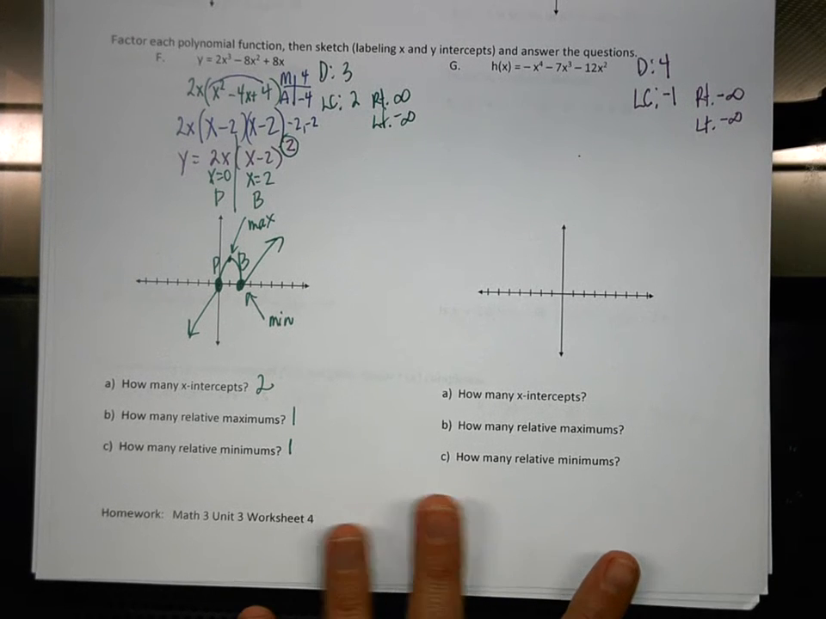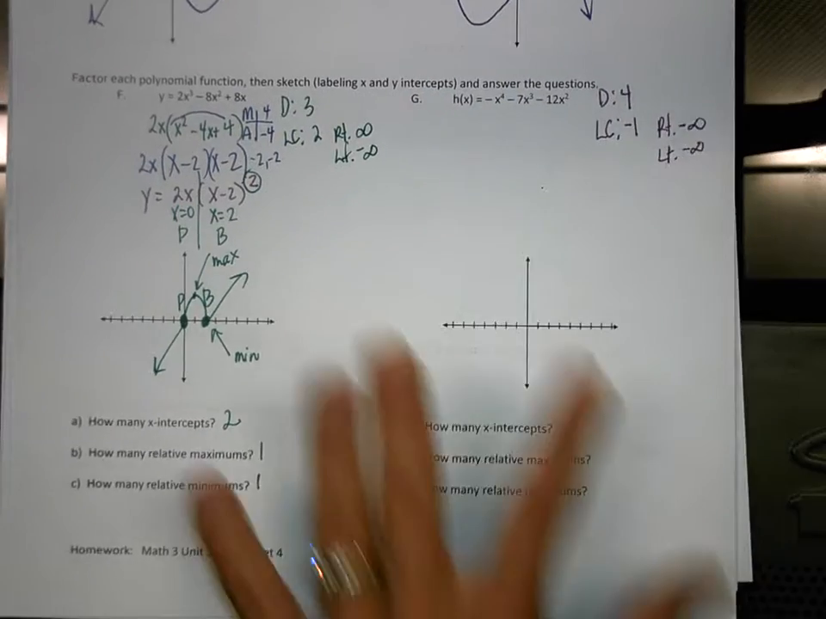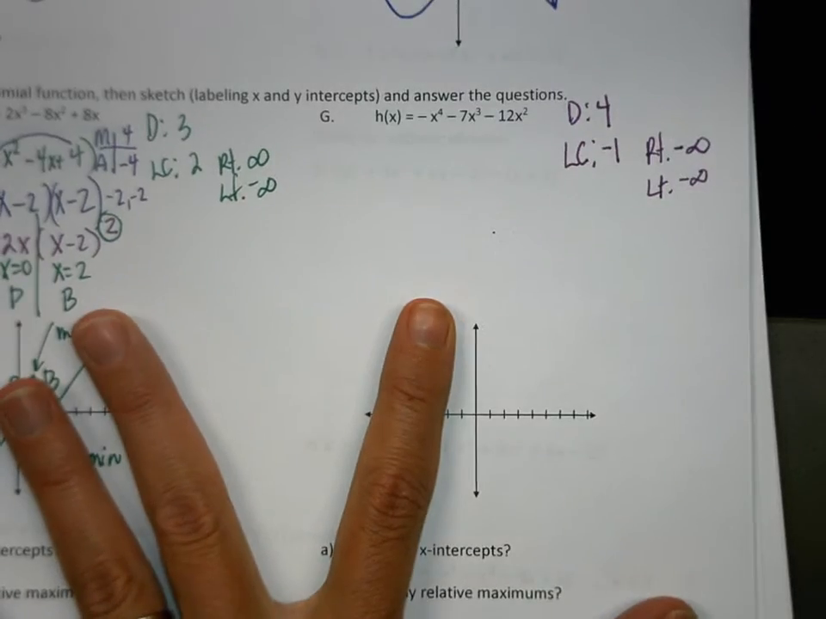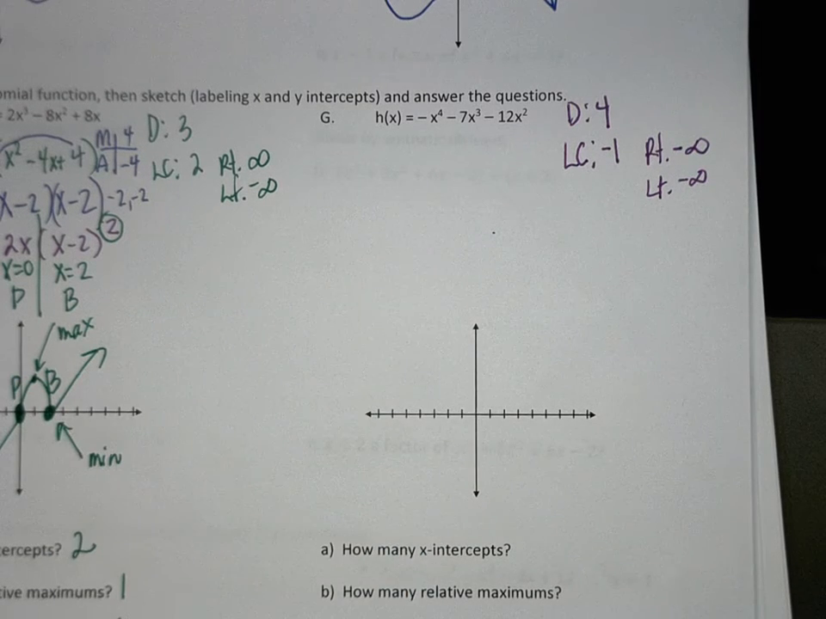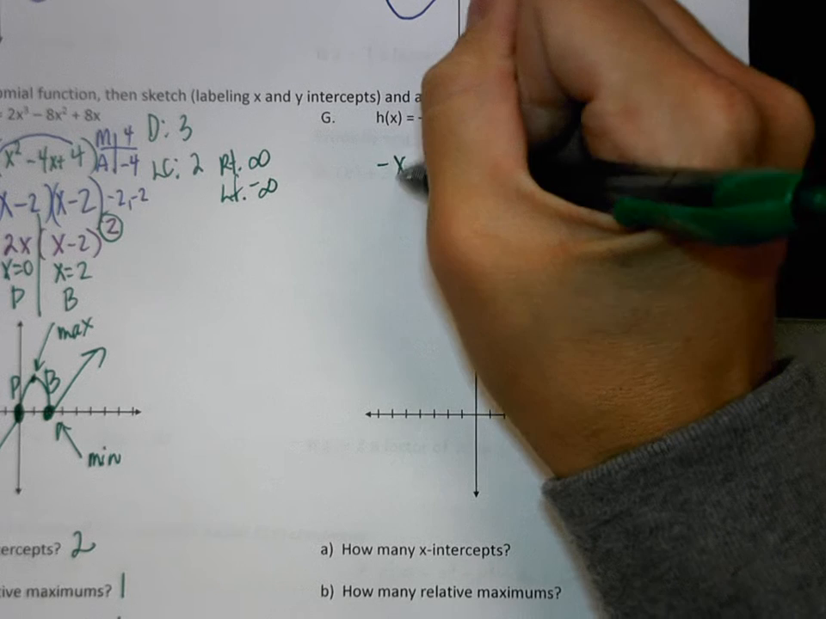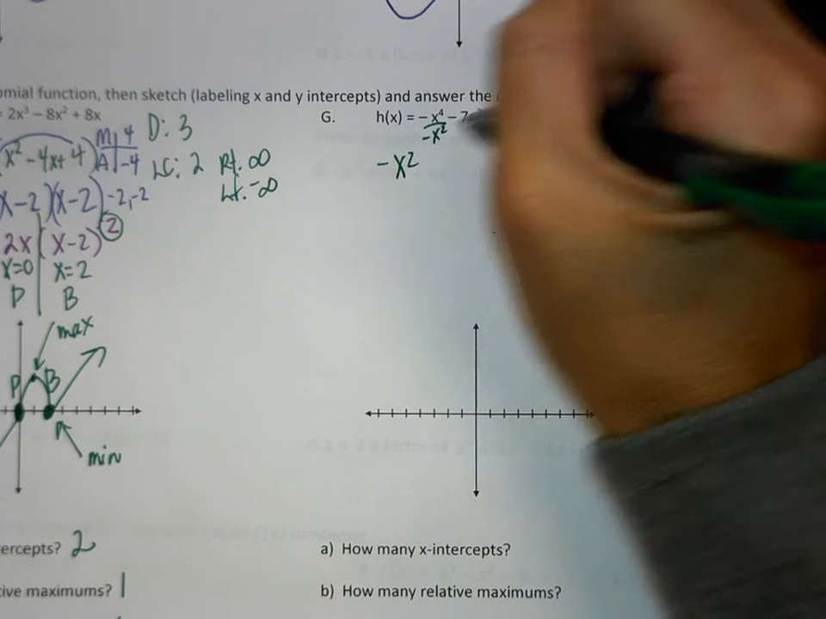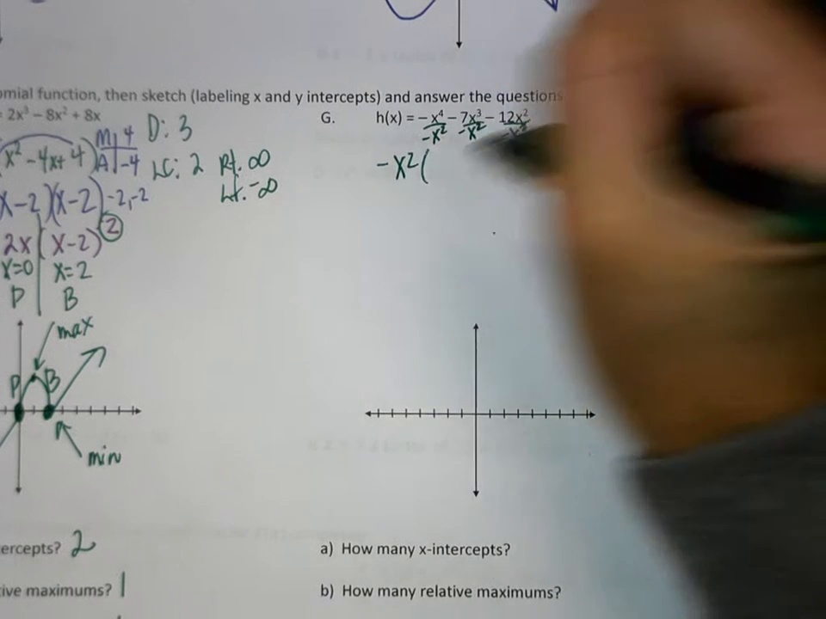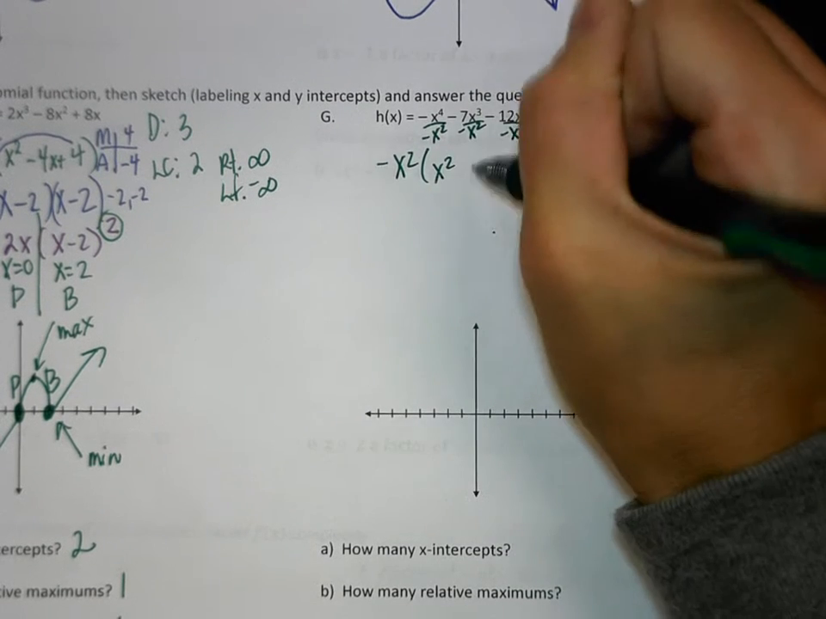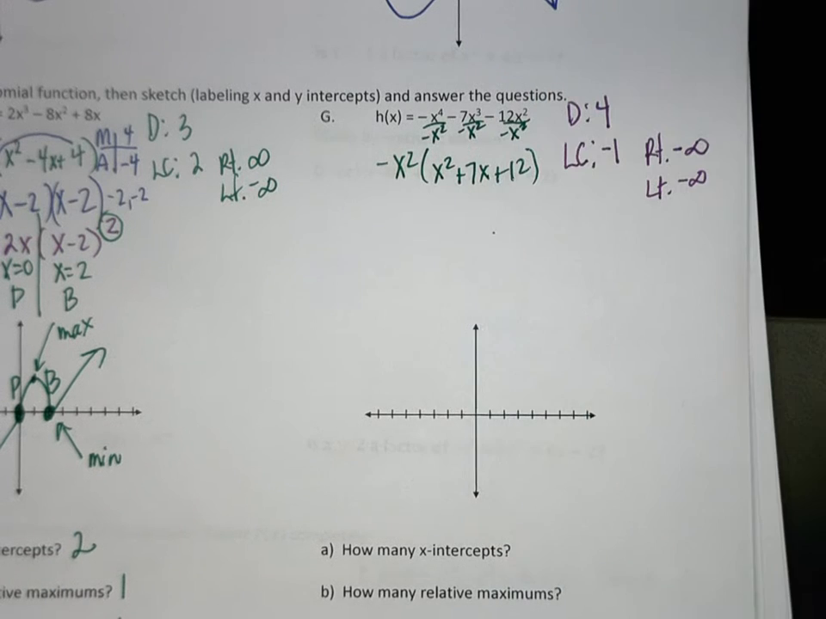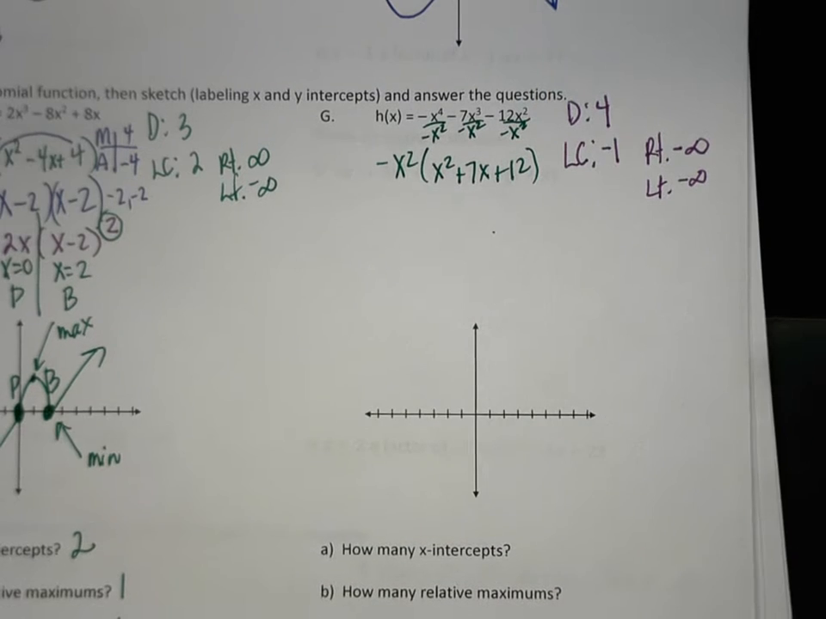Okay, so next we're going to factor. What can I factor out? Very good. And specifically, we're going to factor out a -x squared. So we take out a -x squared, and when I divide each of these by -x squared, we are left with a positive x squared plus 7x plus 12. Since this is 3 terms, it's a trinomial. We need to factor further.